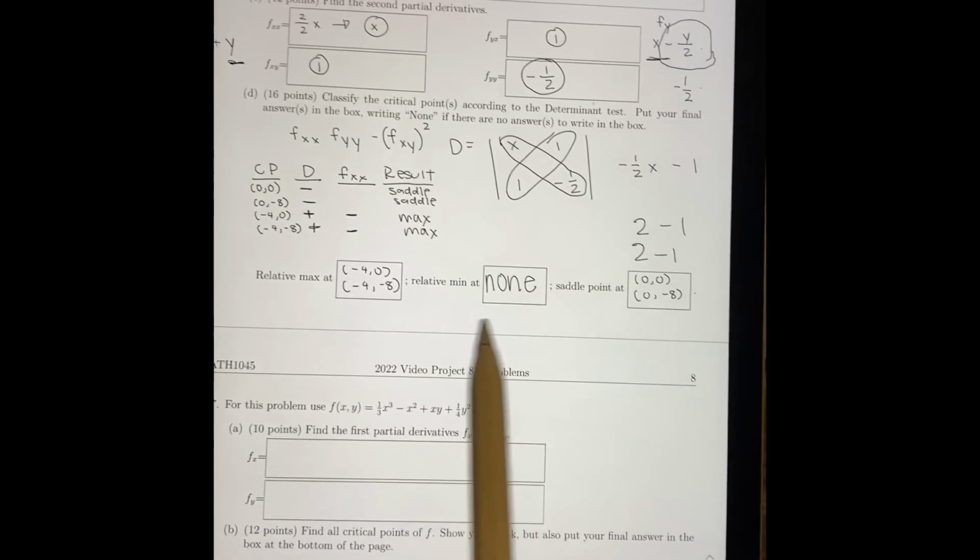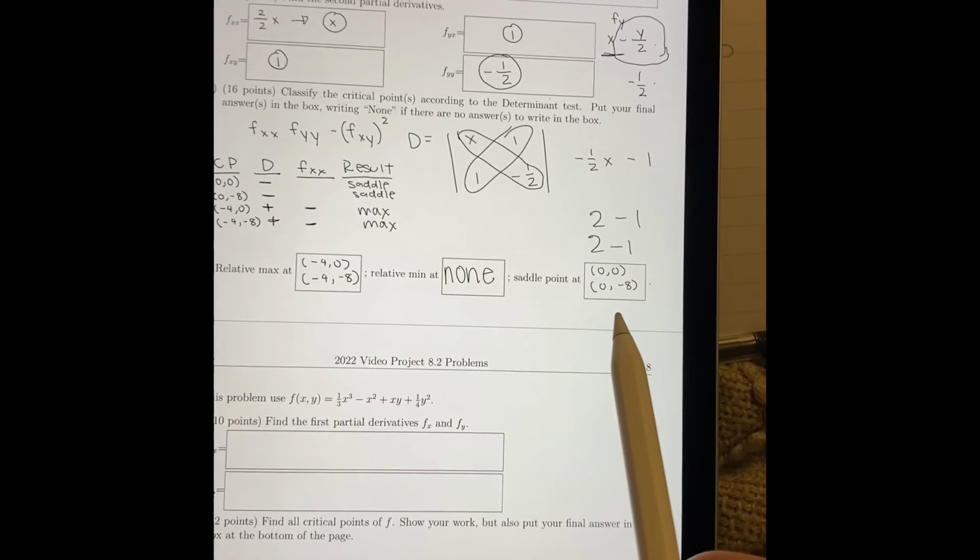So there's a relative maximum at (negative 4, 0) and (negative 4, negative 8), and there's a saddle point at (0, 0) and (0, negative 8).